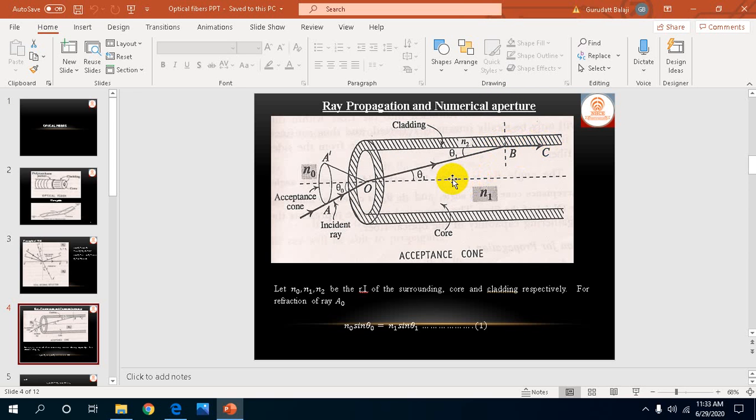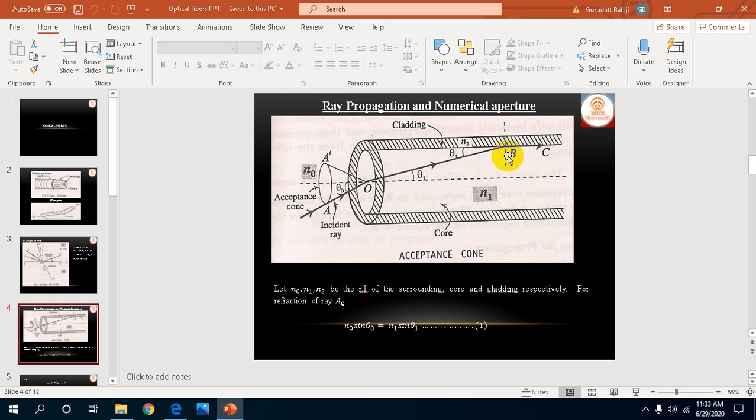Now we can say that any ray that enters into the core at an angle of incidence less than theta naught has an angle of refraction less than theta 1, so 90 minus theta 1 will be greater than the critical angle, and it undergoes total internal reflection. On the other hand, if the angle is greater than theta naught, then it is greater than theta 1, and 90 minus theta 1 will be less than the critical angle of incidence.